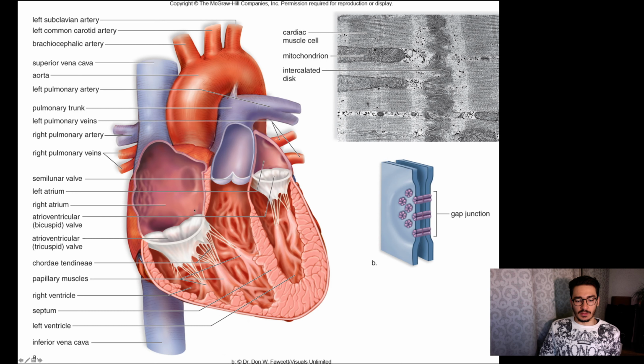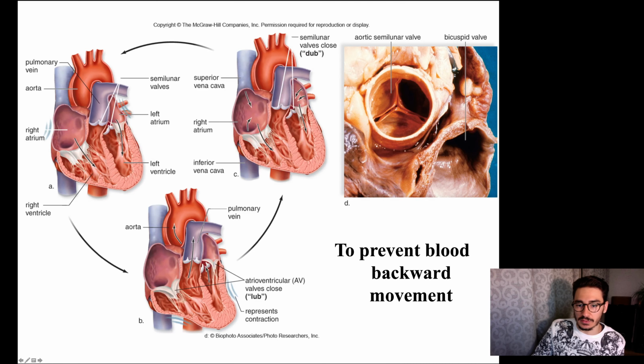I want you to remember the names of the different types of valves. These are the atrioventricular valves between atrium and ventricles. Then the semilunar valves, between ventricles and blood vessels: the pulmonary valve and the aortic valve. We cannot see this one, but in that picture we can see this is the pulmonary semilunar valve, and this is the aortic semilunar valve.